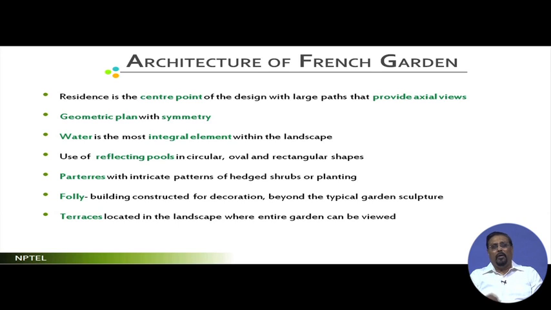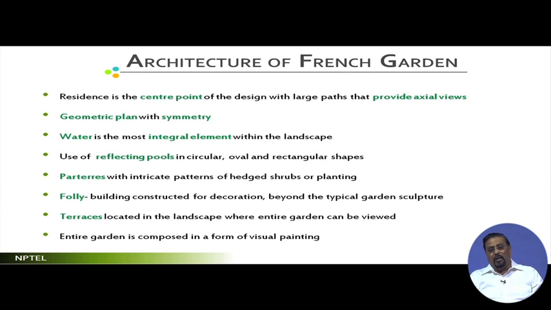Terraces were located in the landscape where the entire garden can be viewed. Like in the Italian garden, we had terraces made. Here, it's not necessary that the terraces were in the gardens, but they were in the buildings as well as in the adjoining areas at slightly higher elevations, from where if you stand, you see the whole garden at a stretch or at a glance. The rulers used to invite guests, their family members, their courtesans or their relatives, and they used to view the entire garden at a glance.